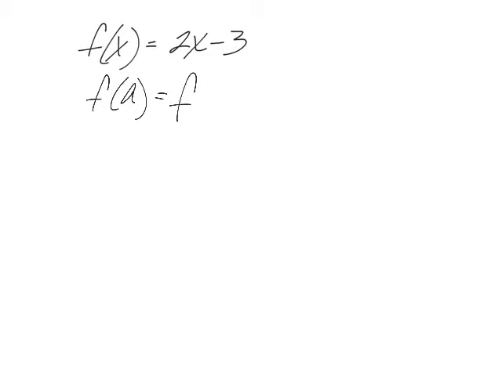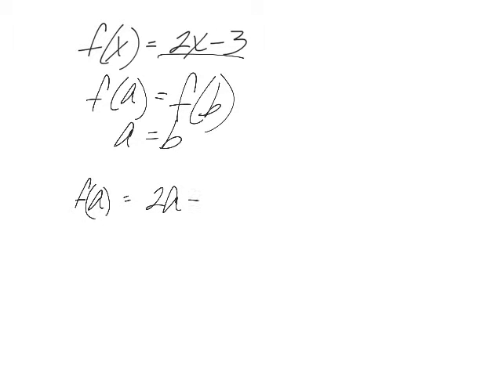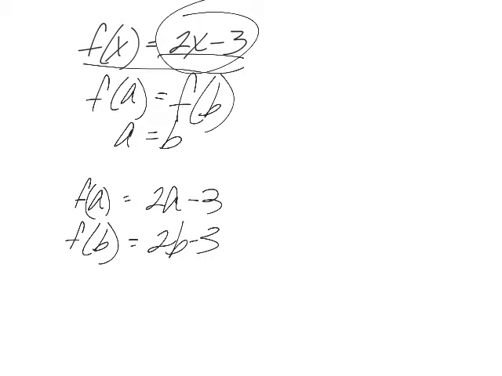Alright, so given the function f of x equals 2x minus 3, it says prove that f is 1 to 1. One of the things that's true if we have a 1 to 1 function is if f of a equals f of b, then a equals b. So what that means is if we put in f of a, that's 2a minus 3, and if I take f of b, that's 2b minus 3, and I said if they're equal, then they're 1 to 1. So let's make these equal.